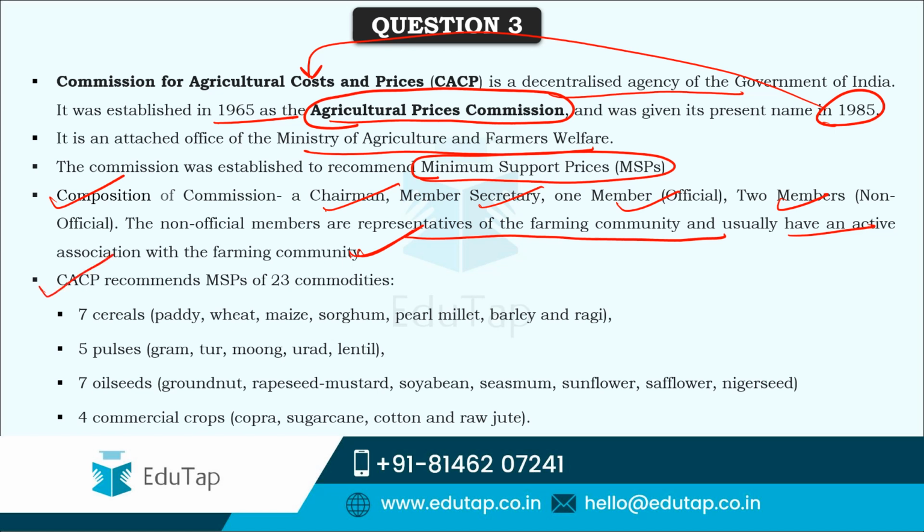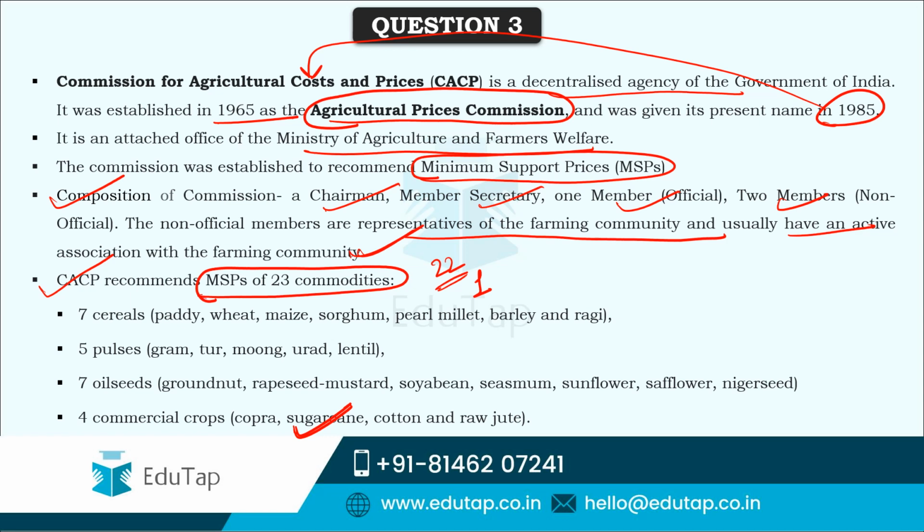Now CACP recommends MSPs for 23 commodities. MSP, you can say, for 22 commodities, and for one, that is sugarcane, it is the fair and remunerative price. And what's the difference between that? Now MSP is something that's always higher than the market price, and that is purchased by the government. And fair and remunerative price is something where the government insists the sugarcane millers purchase directly from the farmers at that particular rate. So that's the only basic difference.